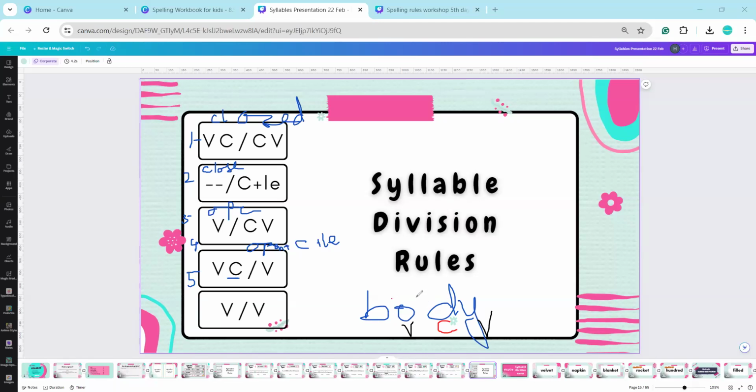Will you read it with the long O sound or with the short O sound? If you read it with the short O sound, it means that you need a consonant to keep this O short, to keep this syllable closed, and this will be your syllable break. It will be body. So we have to read it and see. If you have a pattern in which you have only a single consonant in between, you have to read the word.